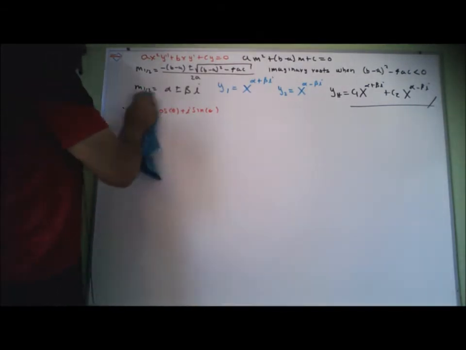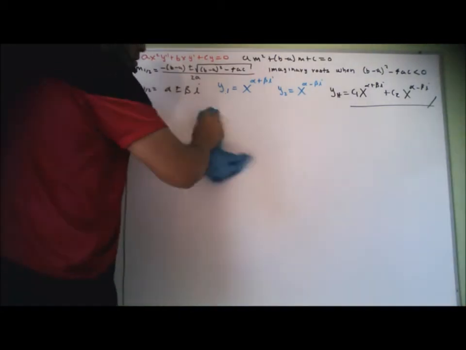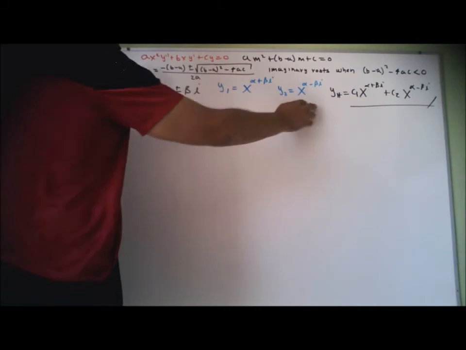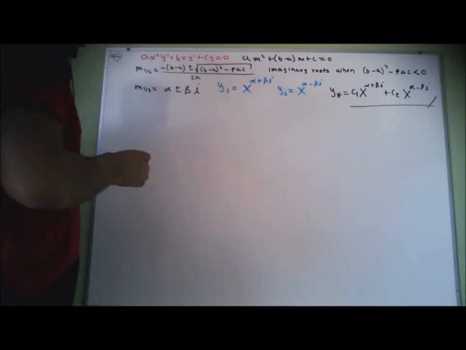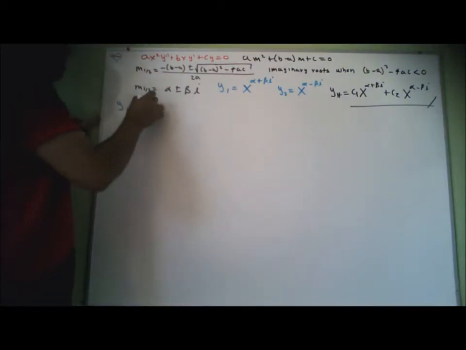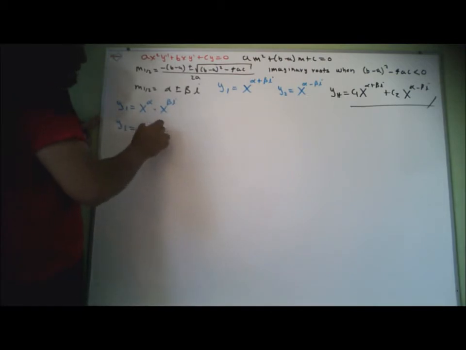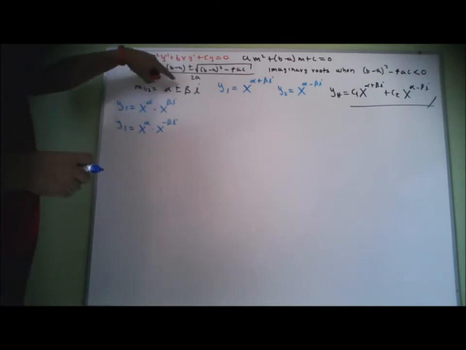Before doing so, let me tell you that the only difference between the first solution and the second solution is that here is positive and here is negative. So what I'm going to do is write my first solution as x to the power of alpha times x to the power of beta I, and my second solution as x to the power of alpha times x to the power of minus beta I. You can see that this part is the same except for this: this is positive, this is negative, which comes from the plus and minus here.